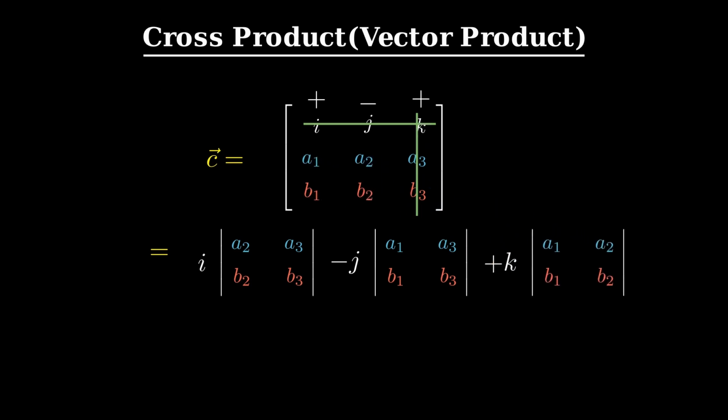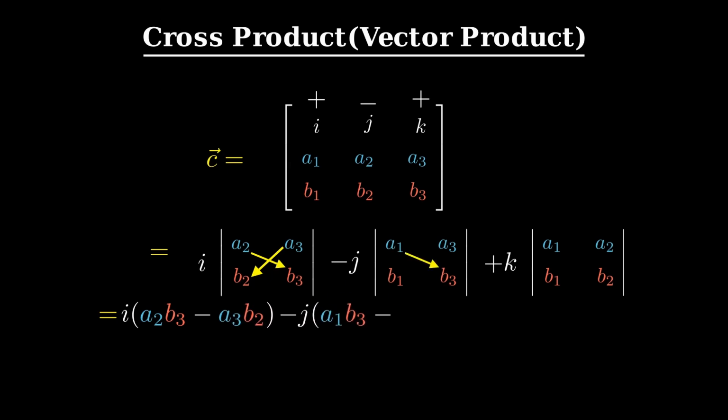We multiply each component by its diagonal in the matrix before subtracting them. So we multiply a2 by its diagonal component b3. So we have i, open bracket, a2 b3. We then multiply a3 by b2 and subtract it from a2 b3. Then we close the brackets. We do the same for the rest.